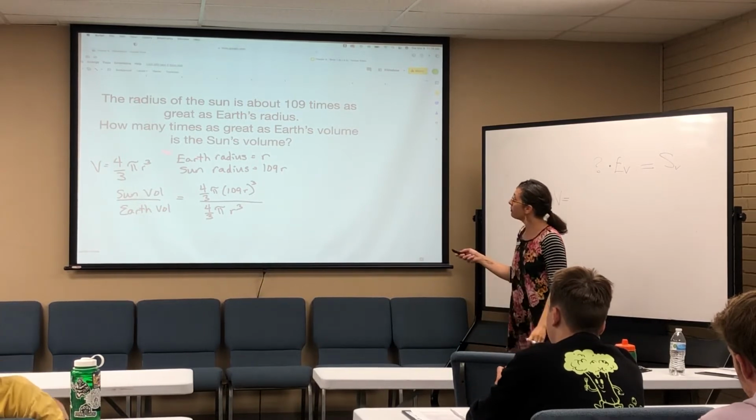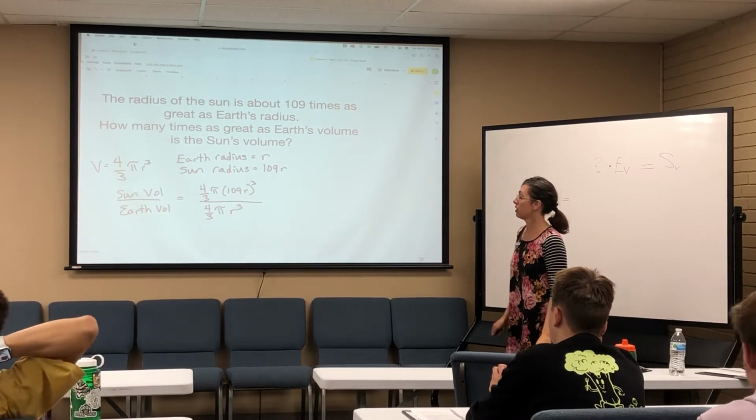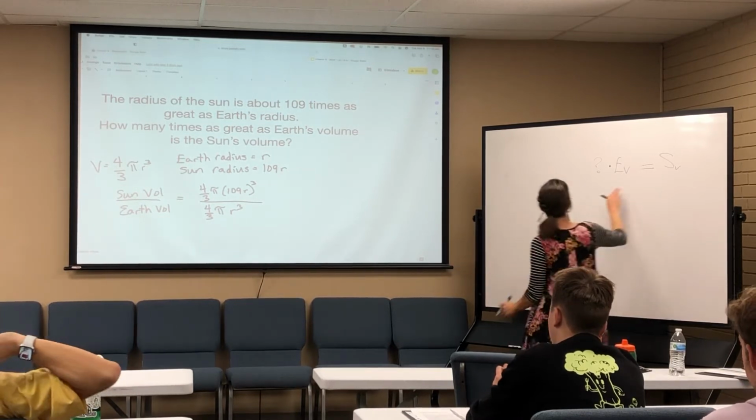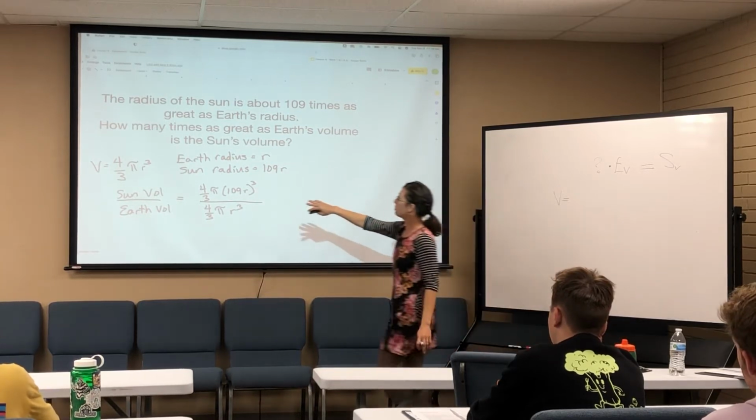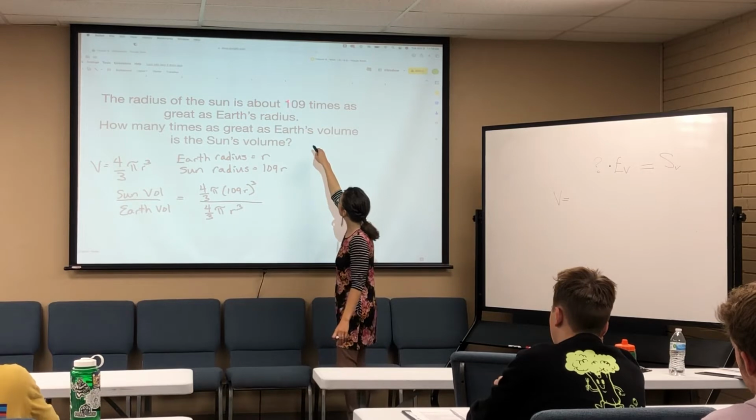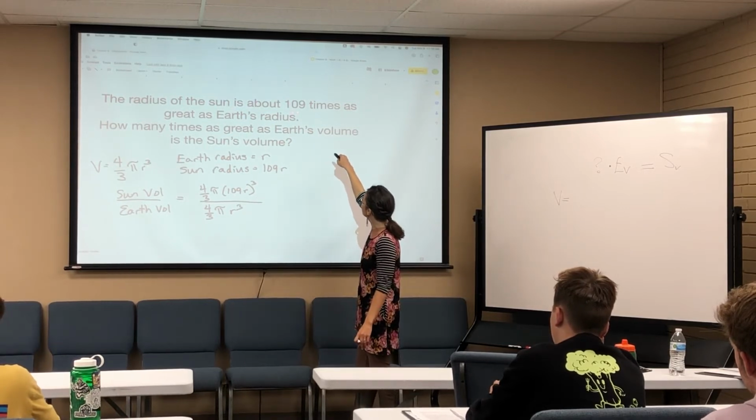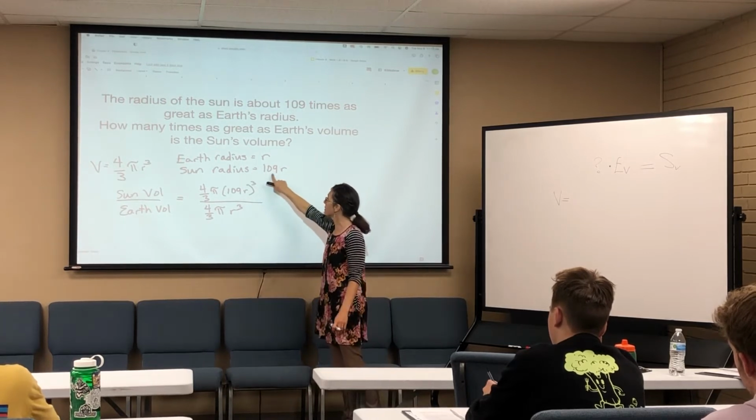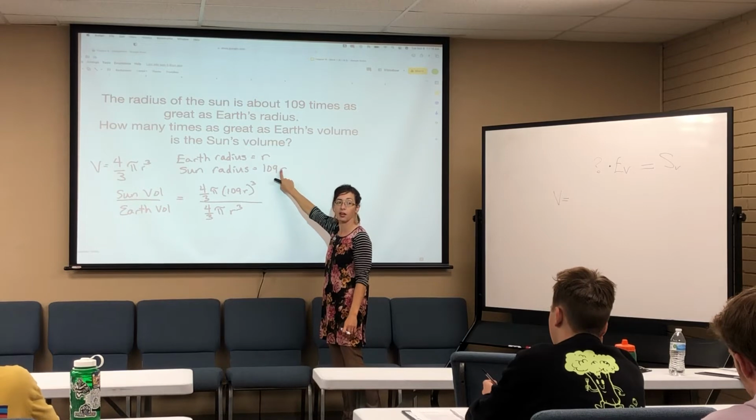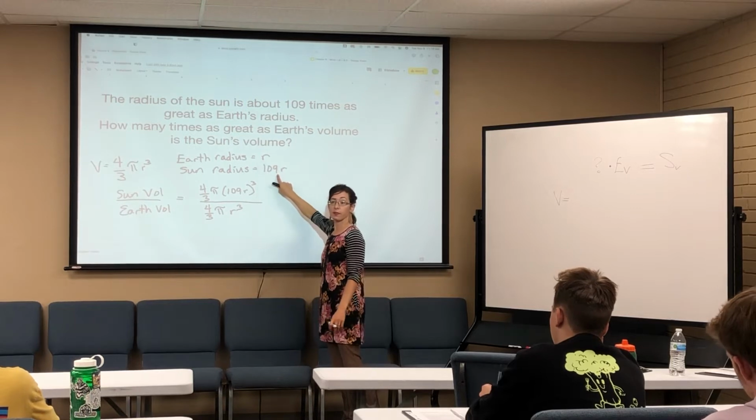So I have a volume if my Earth's radius is r. So for Earth I would have my 4/3 pi r cubed. Well, it just told me something important up here. The radius of the sun is about 109 times Earth's radius. So the sun's radius is now 109 times r. Any questions on how I got these two?